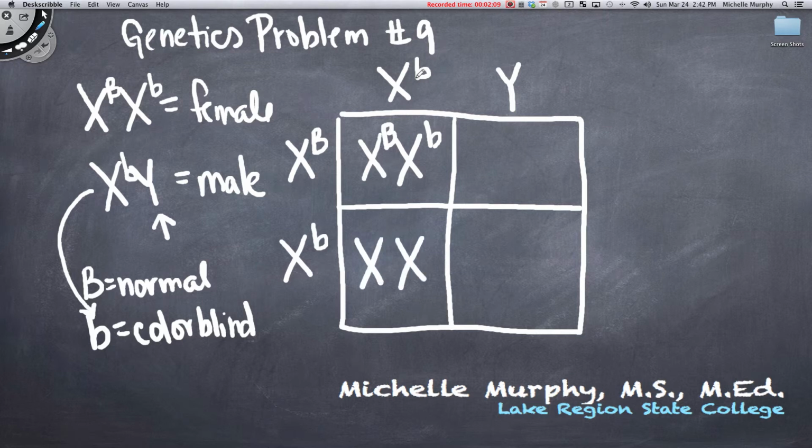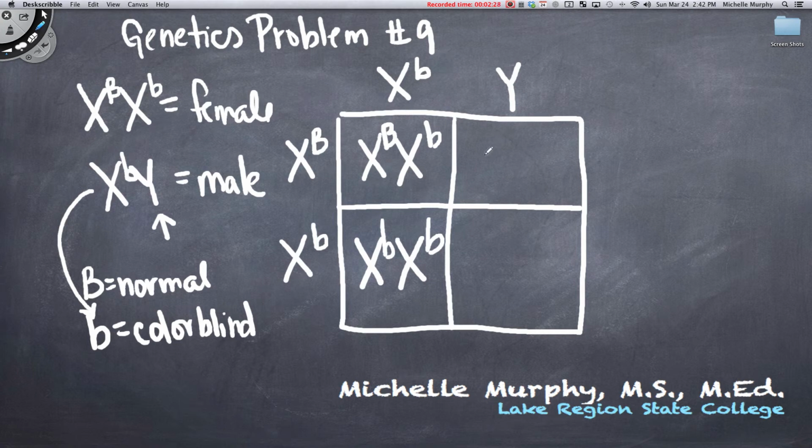With X-linked traits, you have to include gender. This female is getting a colorblind trait from dad and a colorblind trait from mom. This is going to be a colorblind female. It's a misconception that only males can be colorblind. Females can definitely be colorblind, but it's less likely because they have to get the trait from their dad and their mom.